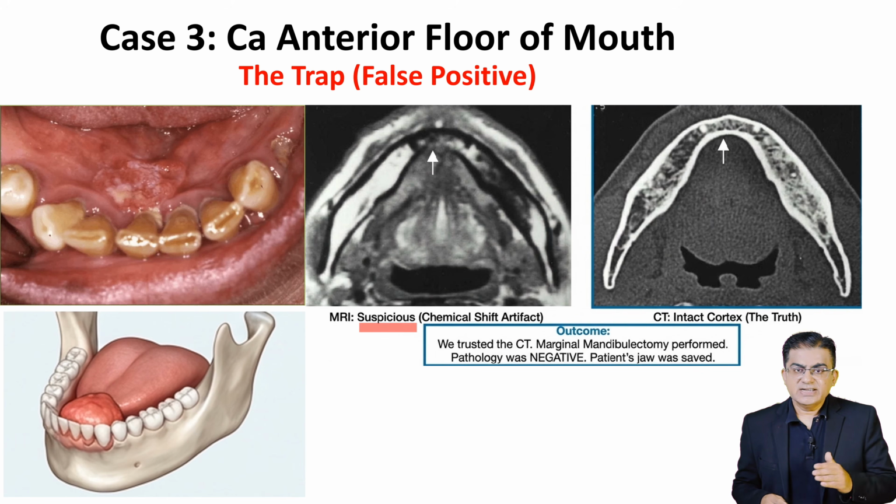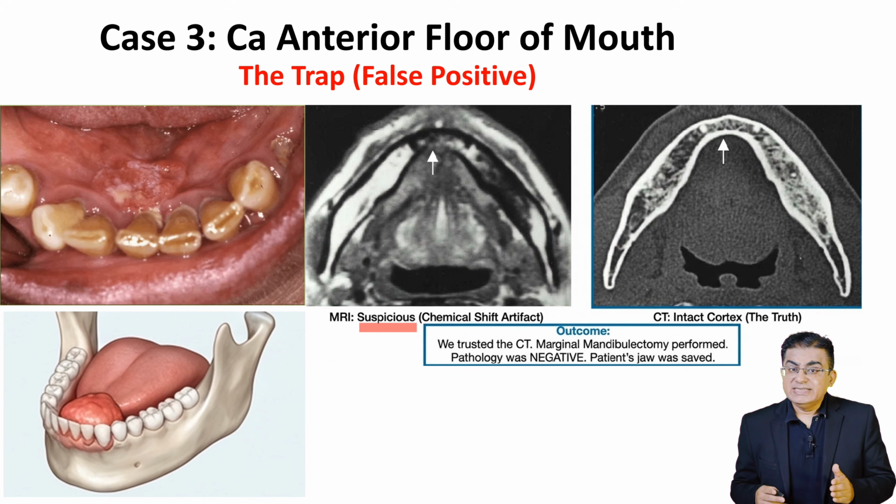Now look at the CT scan of this patient. Look closely at the bone window. Is that white line broken? No. It is not broken. It is perfectly smooth. It is completely intact. So here in this third case, there is a major disagreement between MRI and CT scan.